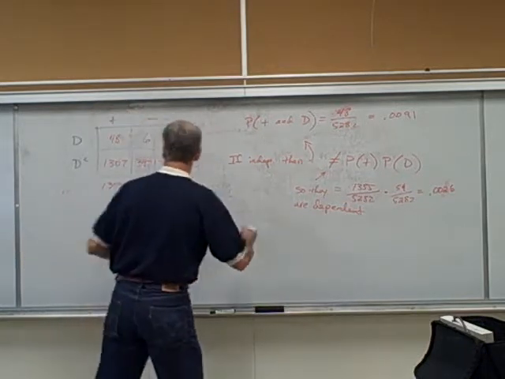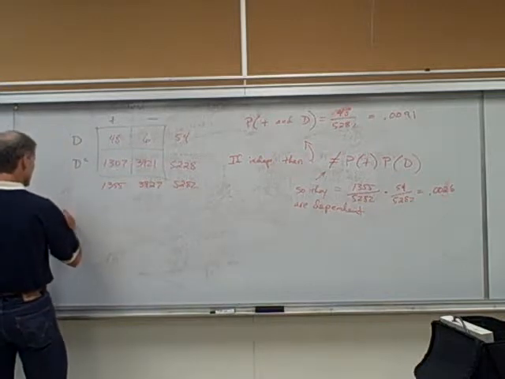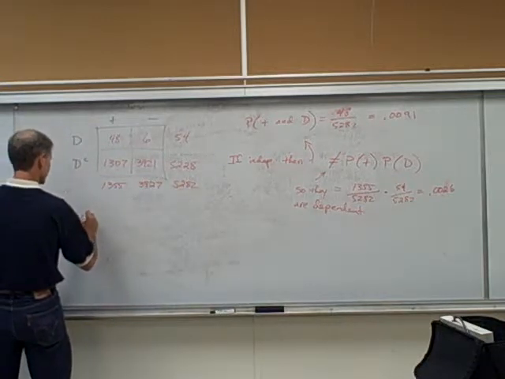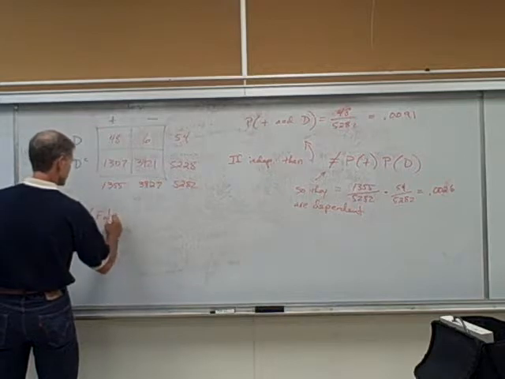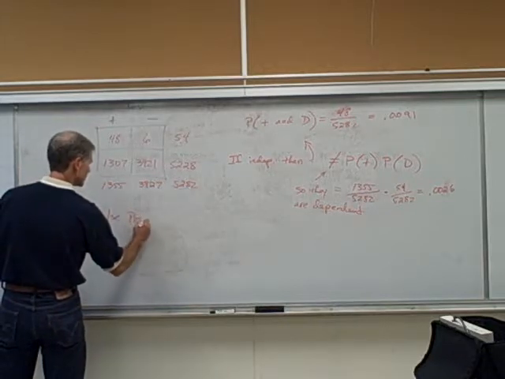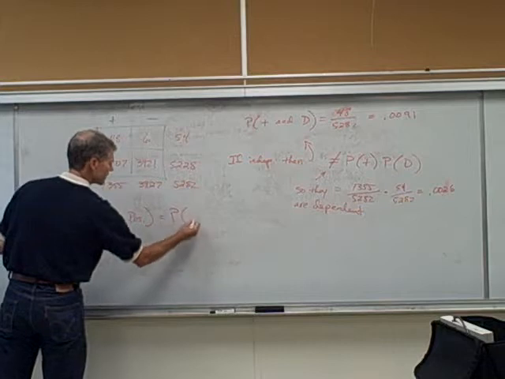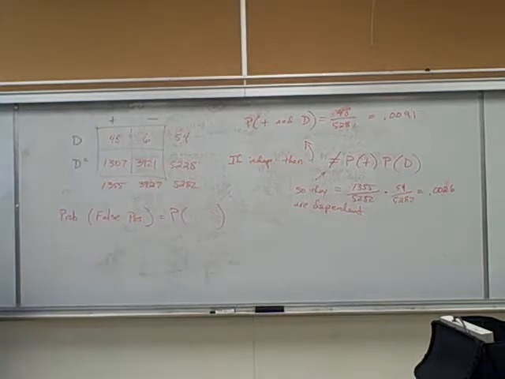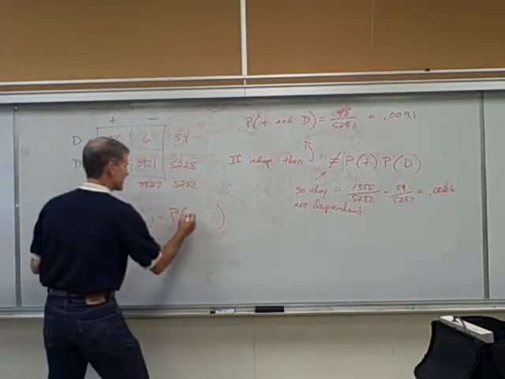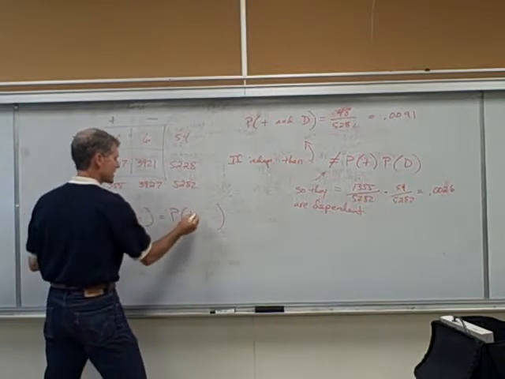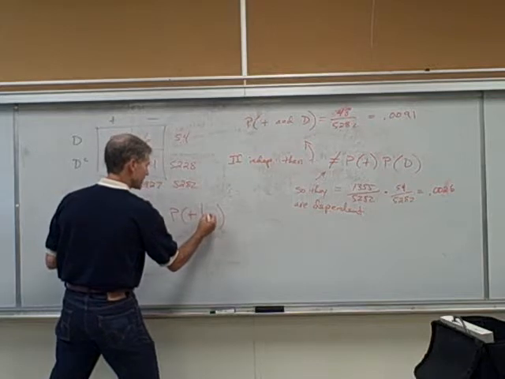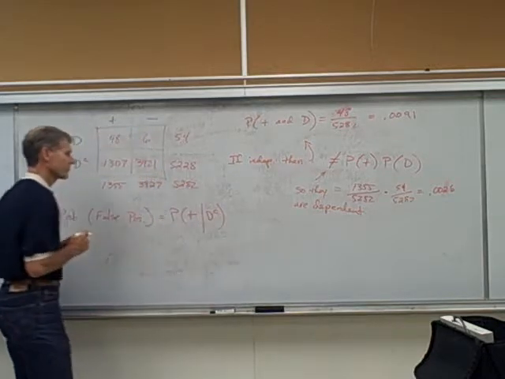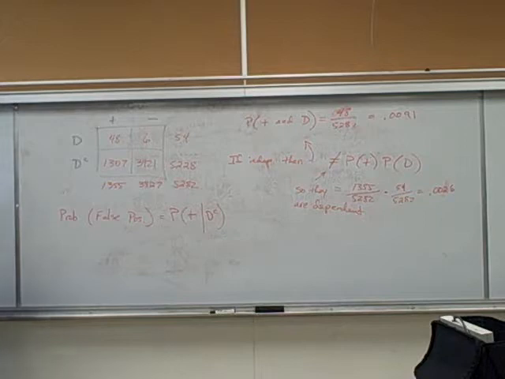All right, now let's do the probability of a false positive. Tell me what that is using conditional probability. What does that mean, a false positive? Plus, given that you don't have it. Good. That's a plus sign. You get a positive test given that you don't have Down syndrome. The baby doesn't have Down syndrome.